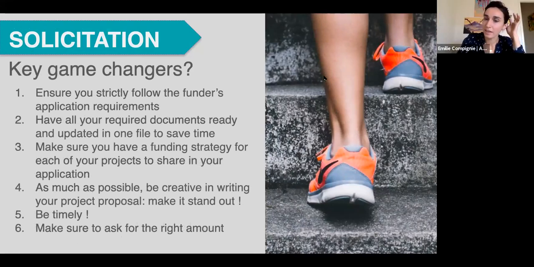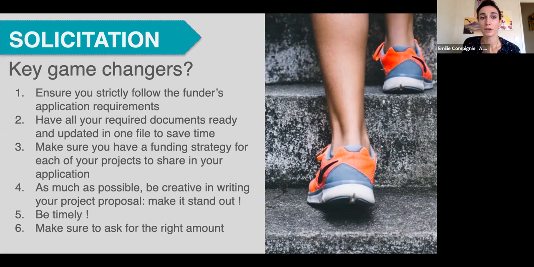Okay, so solicitation now. You're actually getting to the step where you can finally request funds. The first point is: ensure you strictly follow the funder's application requirements. I've been on the donor side selecting requests for funding, and honestly, there is nothing more annoying than receiving applications that are not complete or that do not answer some of the specific questions properly. It's really about paying attention to details, because people receive so many requests that if yours is not perfect, then even if the content can be interesting for the donor, you can be sure yours will be put aside.